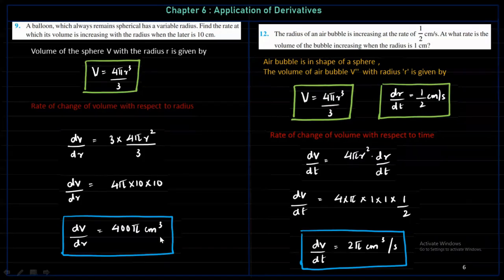I want you to mention this over here. It is per centimeter itself. So it is just the ratio, how it will change. What does this mean? For every 1 centimeter change in the radius, 400 pi centimeter cube will be the change in the volume. That is what it means.